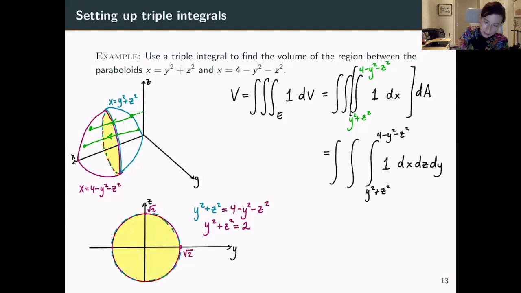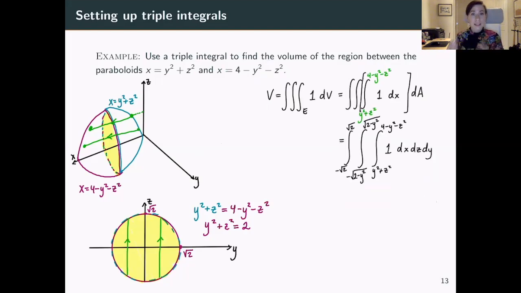Here we are going to be taking these heights. So in this case, we're going to take our integral to go from the bottom half of the circle, which is the negative square root of 2 minus y squared, to the top half, which is the square root of 2 minus y squared. And this is going to happen for values of y between the negative square root of 2 and the square root of 2. Now that we have this set up, we can go ahead and evaluate this triple integral.